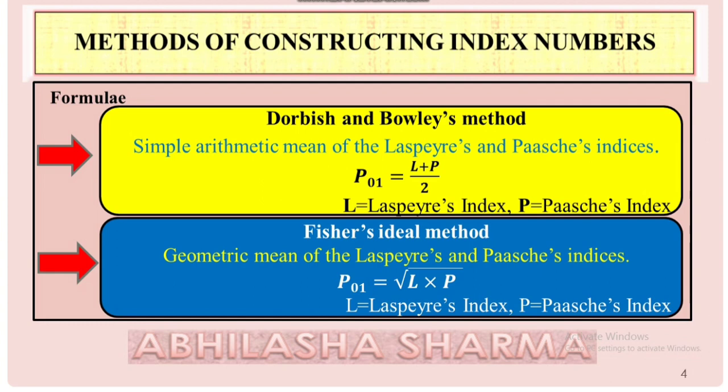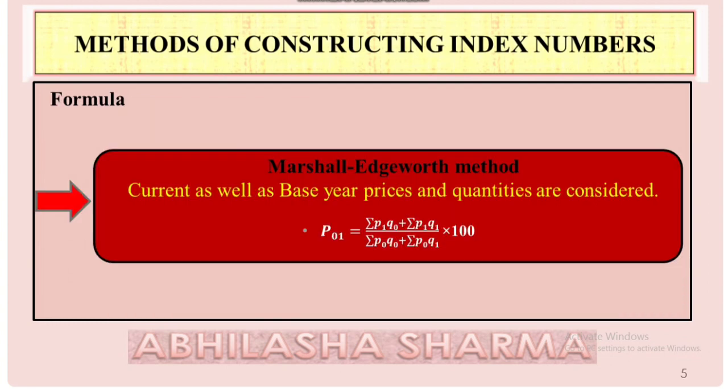Our next method is Fisher's ideal method. This is the geometric mean of Laspeyres index and Paasche index. Formula of price index by this method is under root L into P, where L is Laspeyres index and P is Paasche index. One more weighted aggregative method is Marshall-Edgeworth method. In this method, both base year and current year quantities are considered. Formula is sigma P1Q0 plus sigma P1Q1 whole divided by sigma P0Q0 plus sigma P0Q1 whole multiplied by 100.